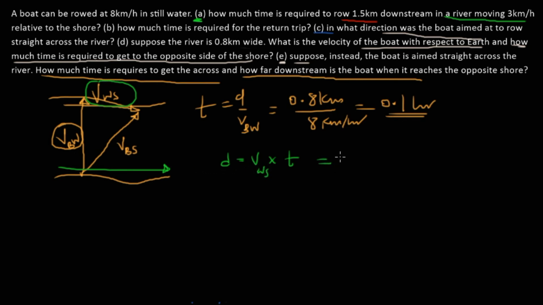And we have it as 3 multiplied by 0.1. The velocity of water to the shore has already been given, that's 3 kilometers per hour. So if you do this correctly, you should have 0.3 kilometer. So it's as simple as that.